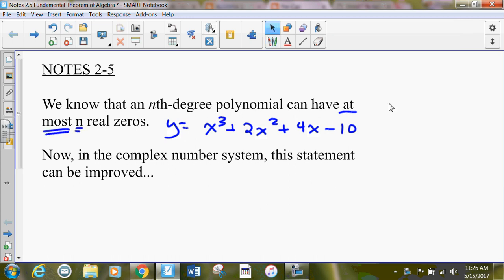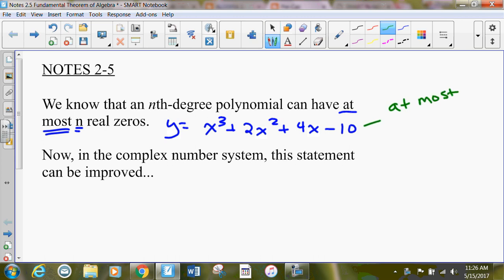So what that means for this is we would have at most 3 real zeros. I like double underlining things, don't I? 3 real zeros. But do I need that E in zeros? That looks kind of funny. I don't think I need it.